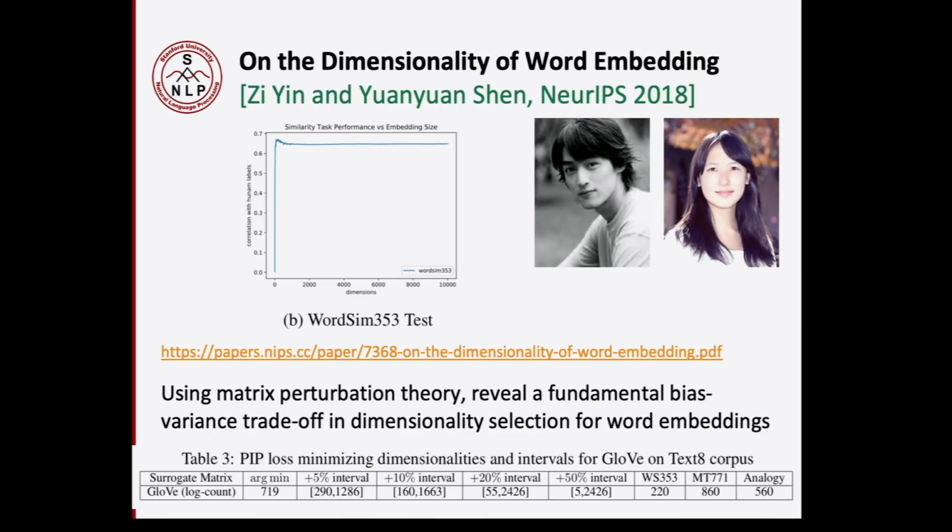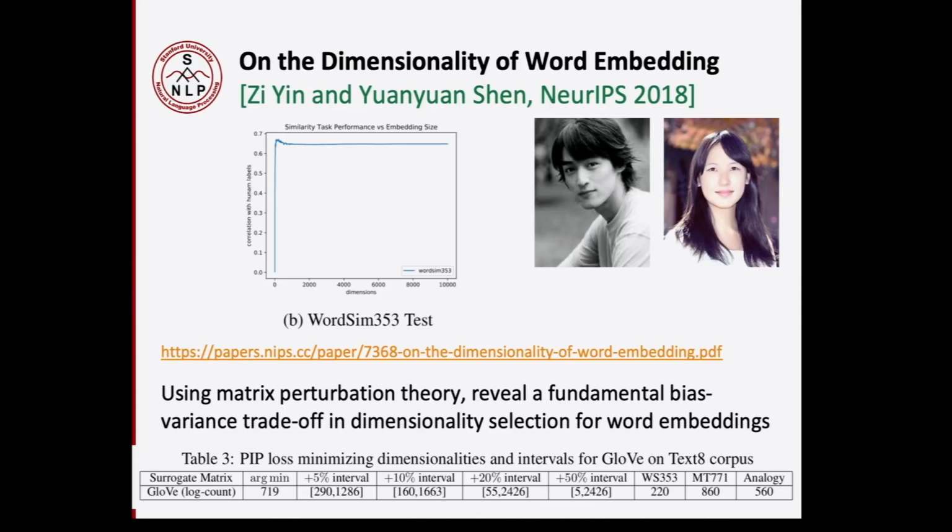But anyway, they had some clever and very mathy ideas where they were using matrix perturbation theory and showing how dimensionality in word vectors feeds into the bias variance trade-off, if you've seen that in other parts of machine learning. And I'm not even going to attempt to explain their paper, but here it is. But they did really well with this paper. They got an oral talk at NeurIPS from it.